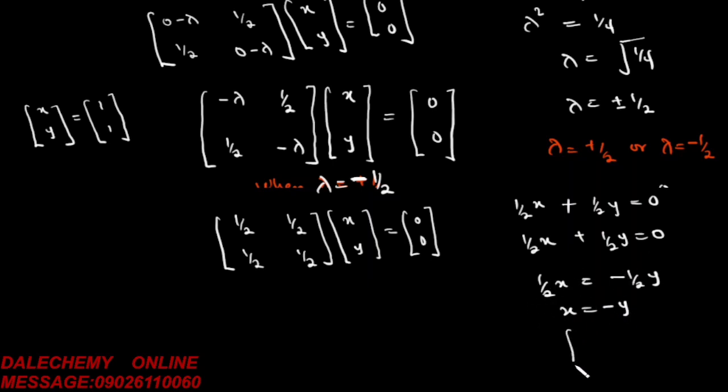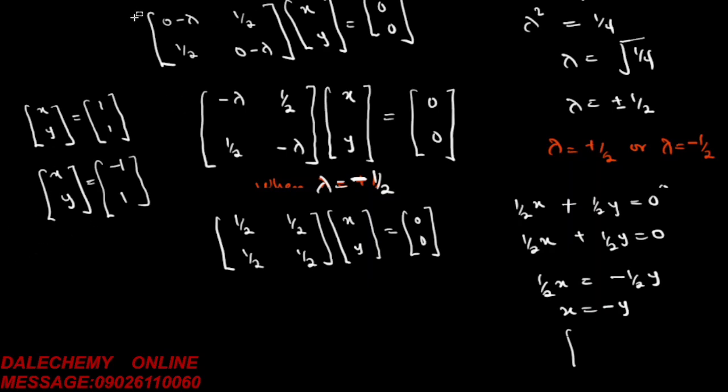So from here x and y will become, so the coefficient of y will be the value of x, that's minus 1, and the coefficient of x will be the value of y, and that's 1. So x becomes minus 1 and y becomes 1. So these are the eigenvectors that we need to get.